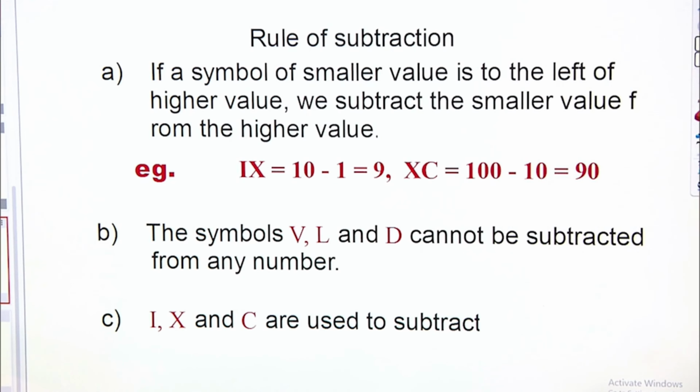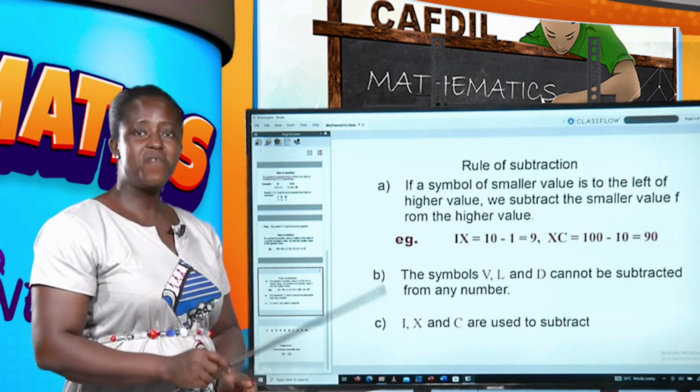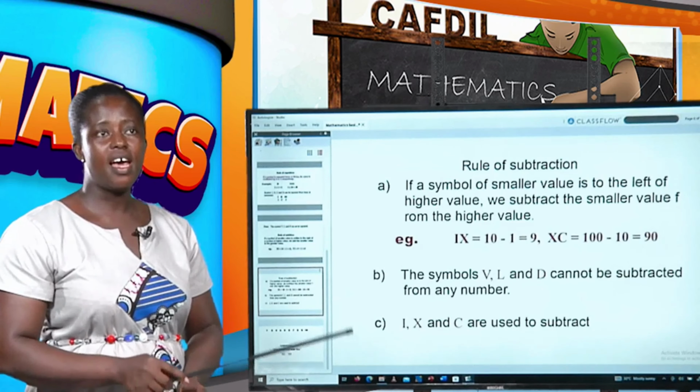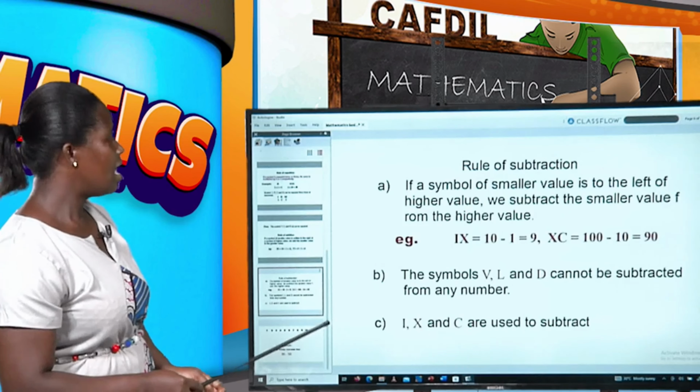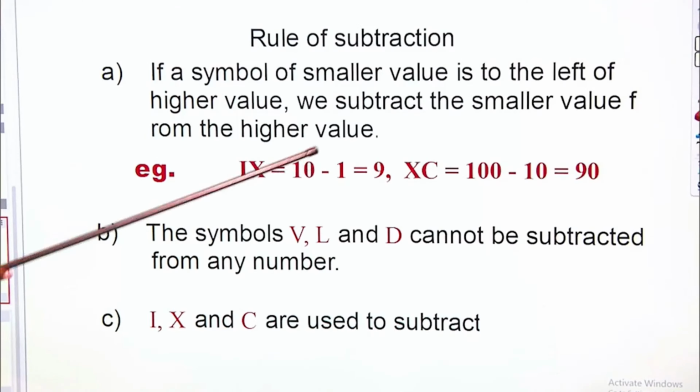Okay, learners. So if you have I, we can write IV, which will give us 4. Why 4? Because V is higher than I, and I is to the left of V. So we have to subtract, just as these ones. IV. So you subtract I from V, which is 5 minus 1, and that will give us 4. So that's it.